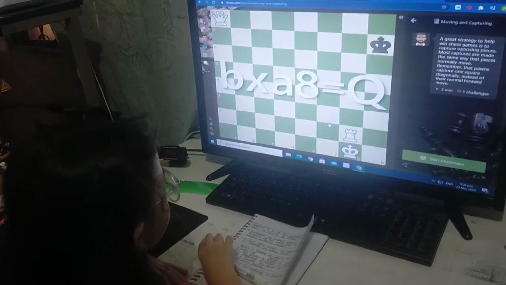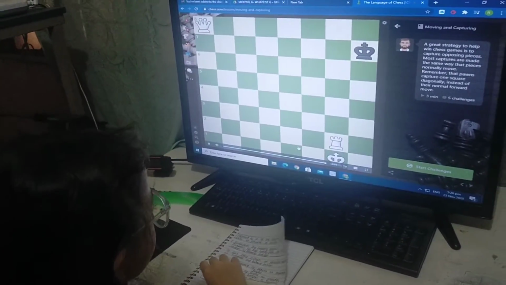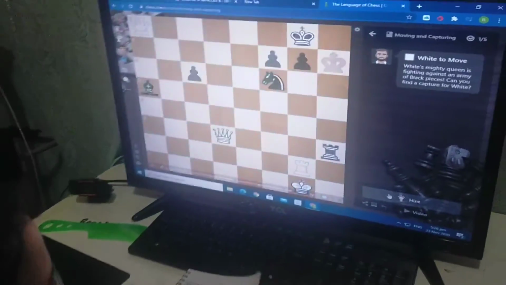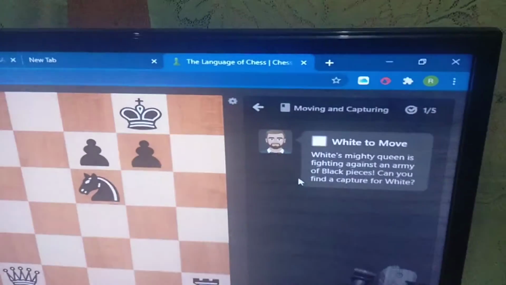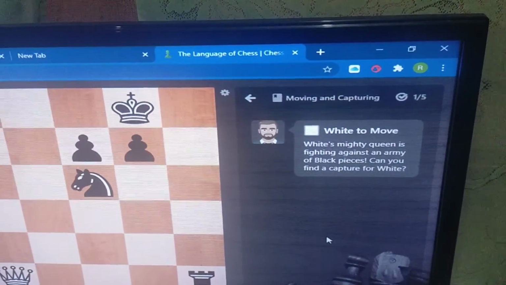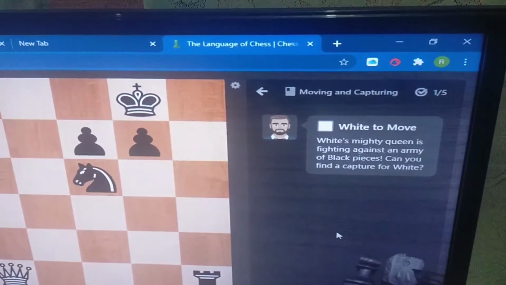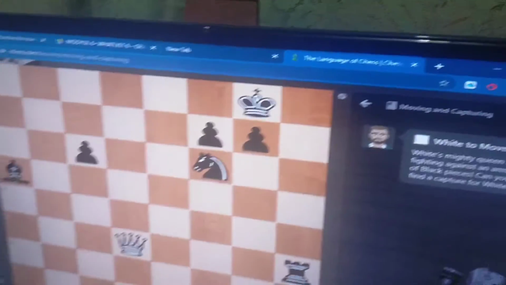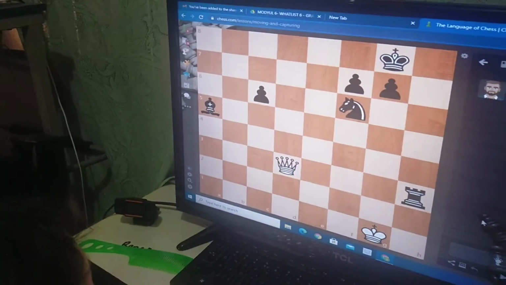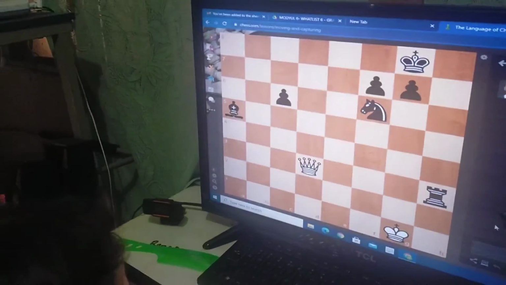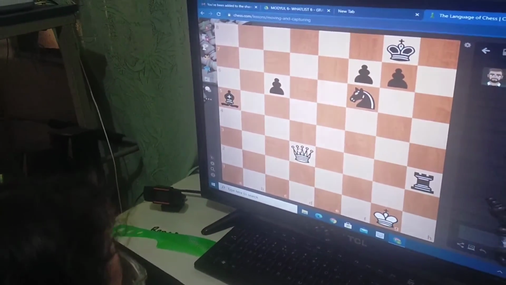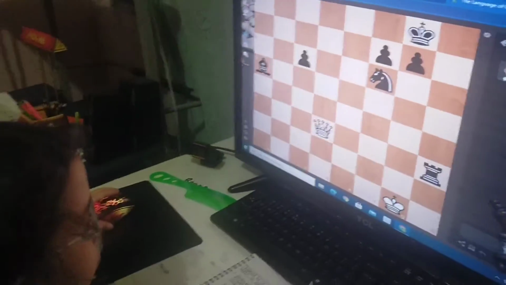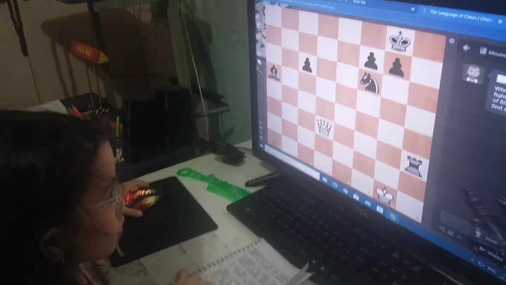Now it's your turn to practice capturing pieces. Okay, start. White's mighty queen is fighting against an army of black pieces. Can you find the capture for white? So, what can white capture in that position? You are white. Which of the black pieces can you capture?